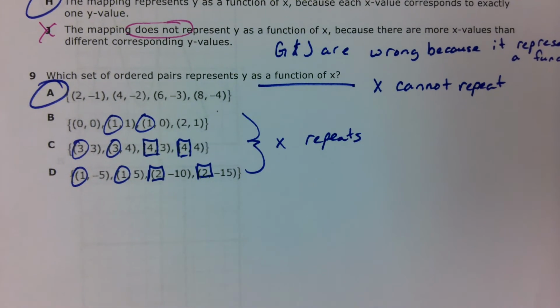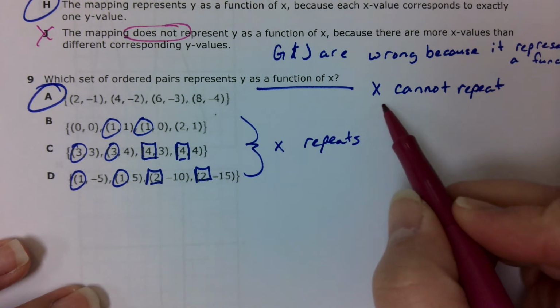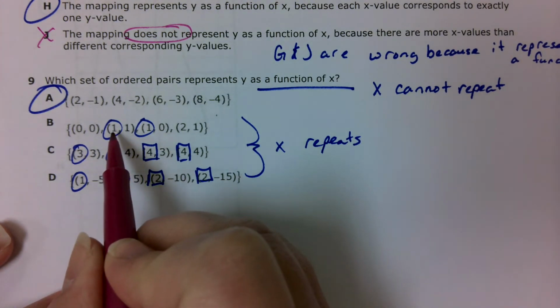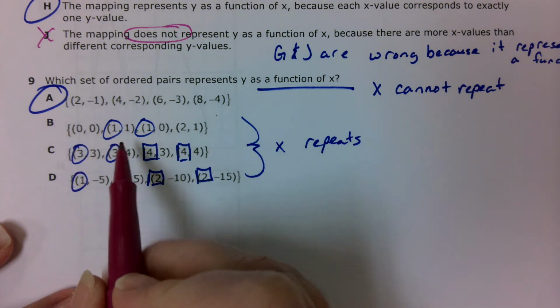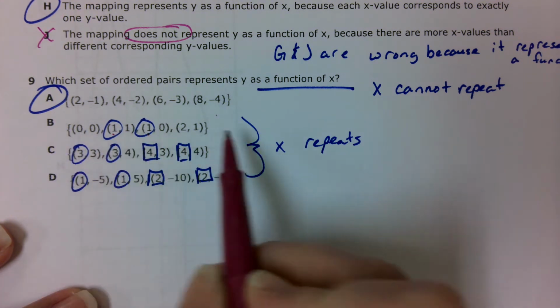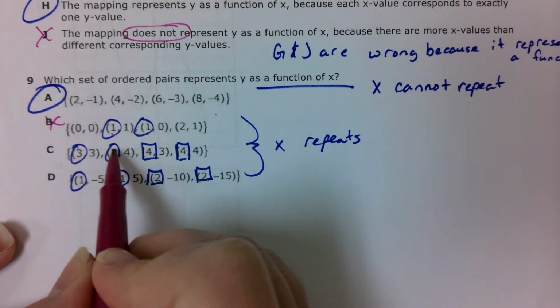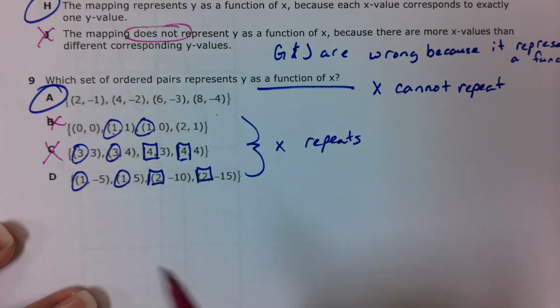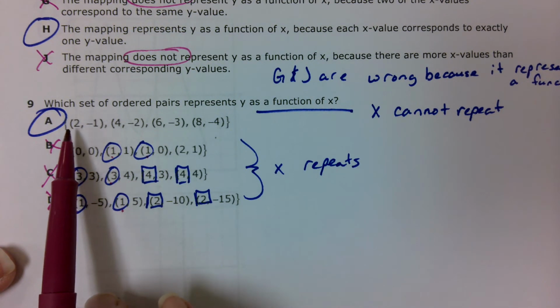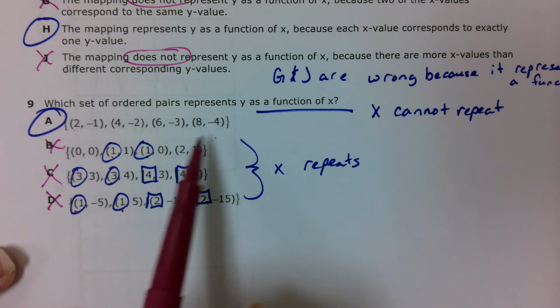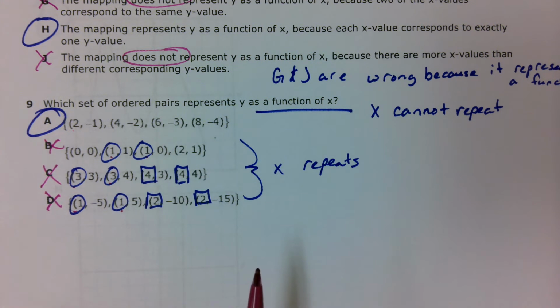Number 9, which set of ordered pairs represents y as a function of x? So again, x can't repeat. And so when I looked through my set of ordered pairs, I was just looking if x repeated, that couldn't work. So I'm identifying my repeats, and then I'm not going to choose that. My x repeats, can't choose it. And on A, we have 2, 4, 6, 8. X doesn't repeat. That does represent a function.